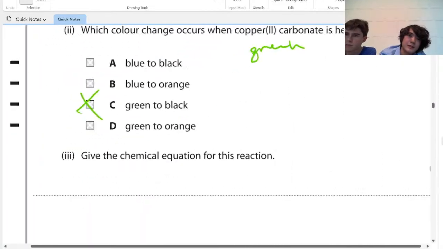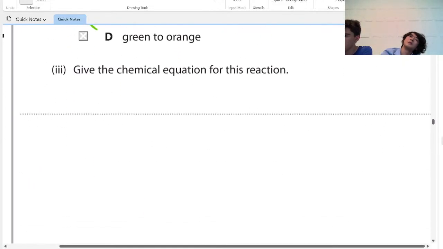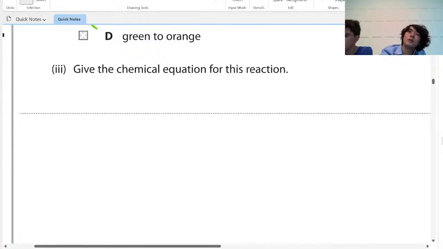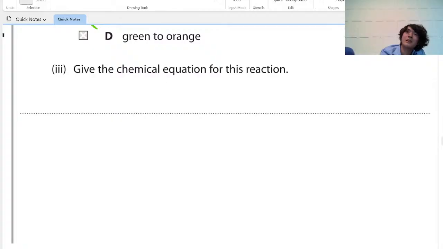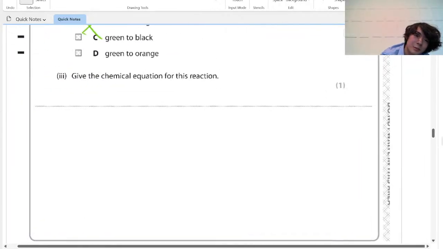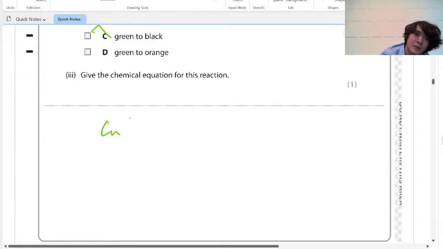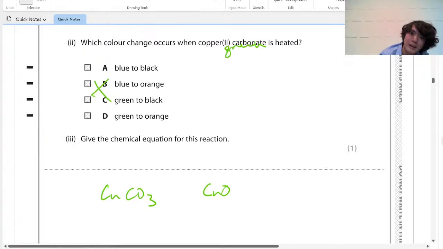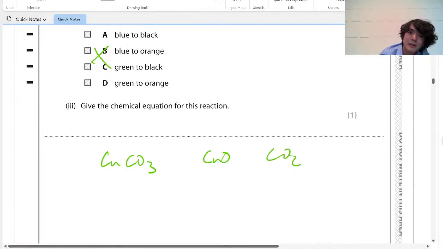Give the chemical equation for this reaction. So let's write out the symbols. Copper carbonate is CuCO3. Copper 2 oxide is CuO, and carbon dioxide is CO2.